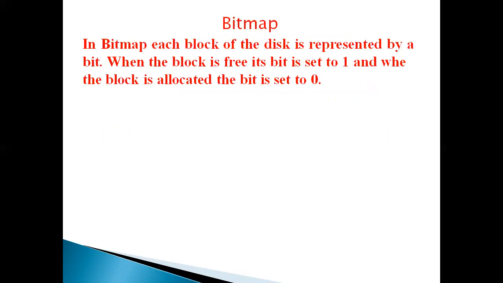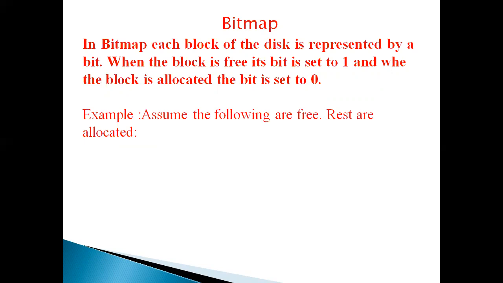First, understand what a bitmap is. Bitmap means each block of the disk is represented by a bit. The disk consists of blocks, and each block is represented as a bit in the bitmap. When the block is free, the bit is set to 1. When the block is allocated, the bit is set to 0. So free blocks are set to 1 and allocated blocks are set to 0.